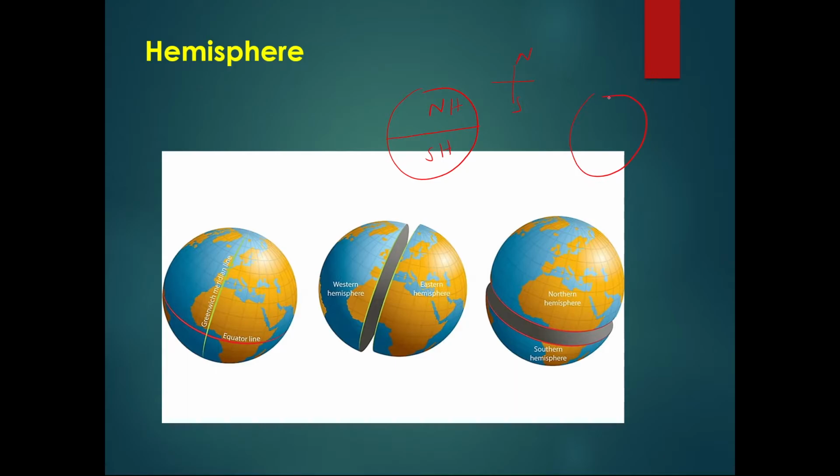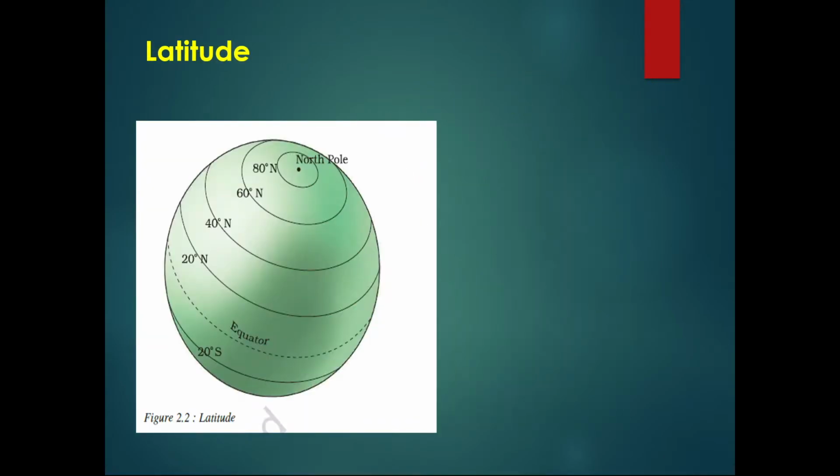Similarly, if we divide the earth this way, then this will be the western hemisphere, and this is the eastern hemisphere. You can also write it here, west and east. So this is the western hemisphere and this is the eastern hemisphere. Now we come to latitudes.